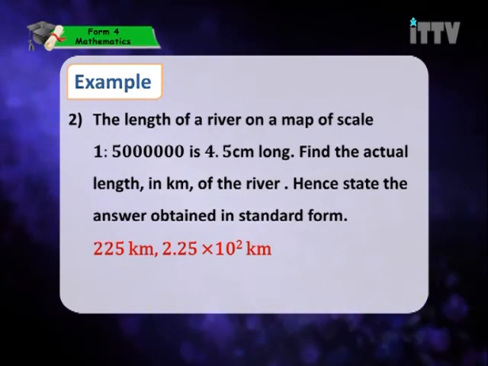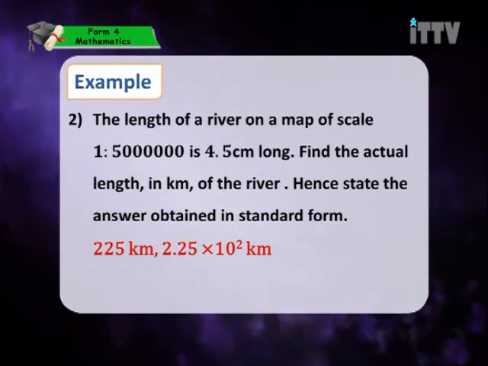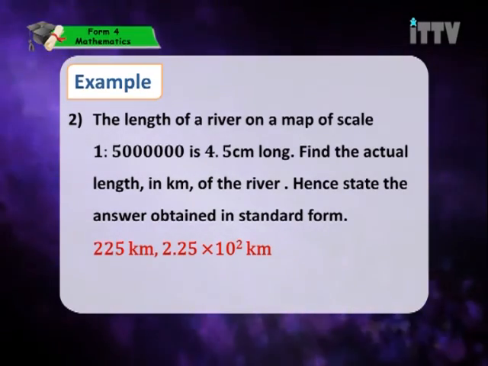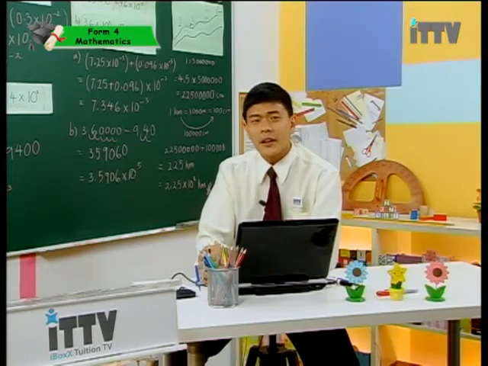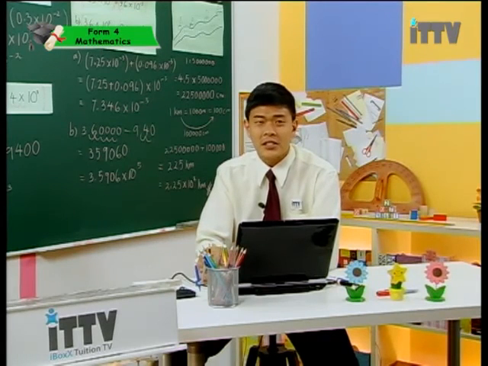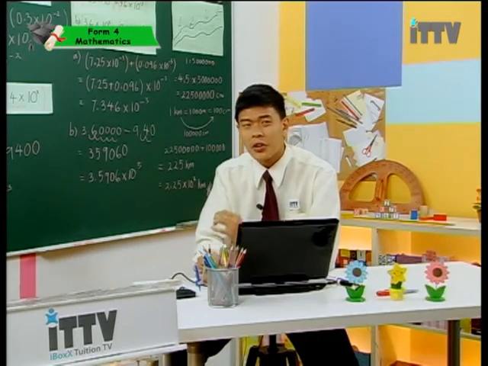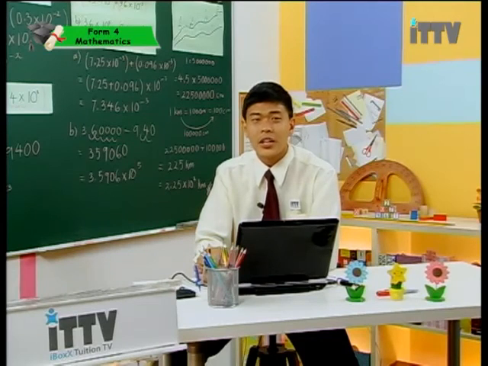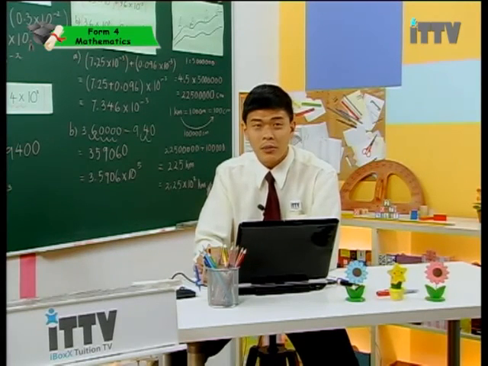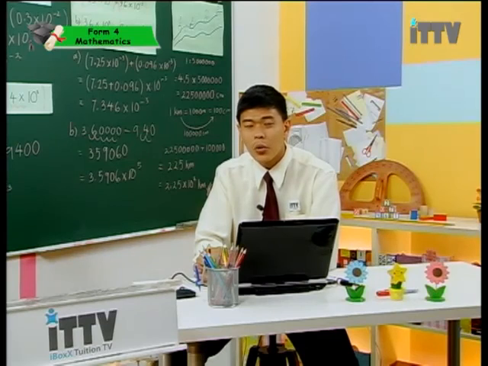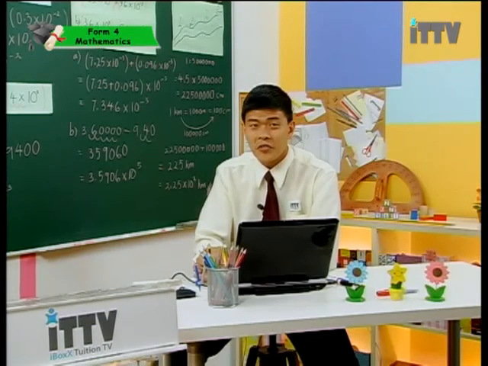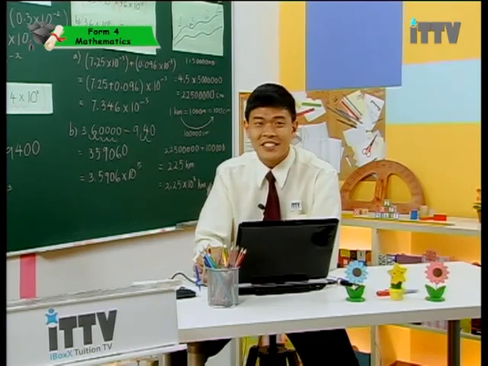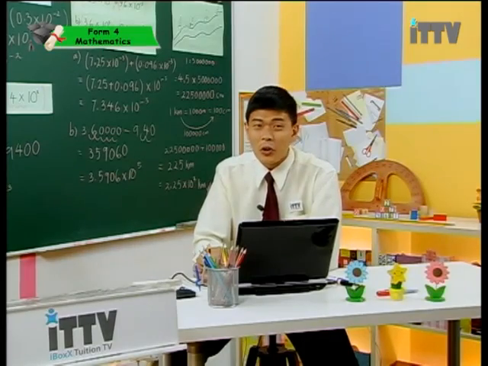So with that, we have come to the conclusion of lesson 6 for chapter 1. Today we have looked at two basic operations involving numbers in standard form, which is primarily addition and subtraction. Once we know how to perform operations, we can use it to solve problems involving numbers, where standard form is very efficient in finding the answers.